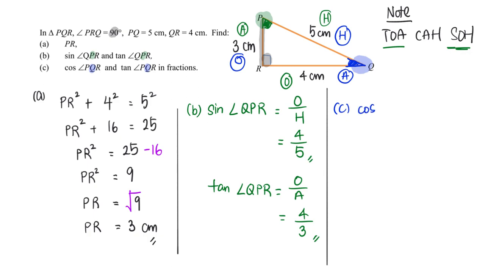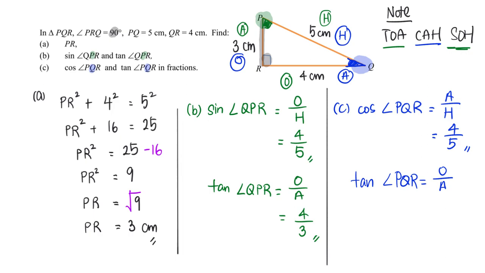So cosine PQR, cosine is A over H, adjacent is 4, hypo is 5, and we are done. That is the answer in ratio in fraction form. And tangent PQR, tangent is O divided by A, opposite over adjacent, so it's 3 over 4.